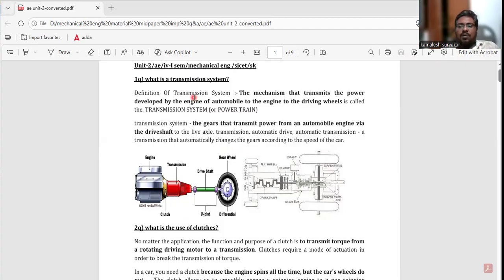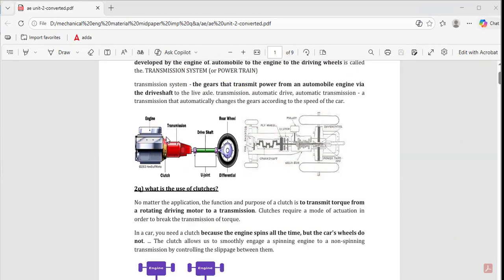So how to transmit power from the engine to the rear wheel system with the help of the transmission system, with the help of clutches, you can transfer only. Here you can see what is happening. I will explain what a transmission system is. Definition of a transmission system: the mechanism that transmits the power developed by the engine. Whatever power is developed inside the engine of an automobile, that is transferred to the driving wheels is called a transmission system or powertrain. This system is called the powertrain.